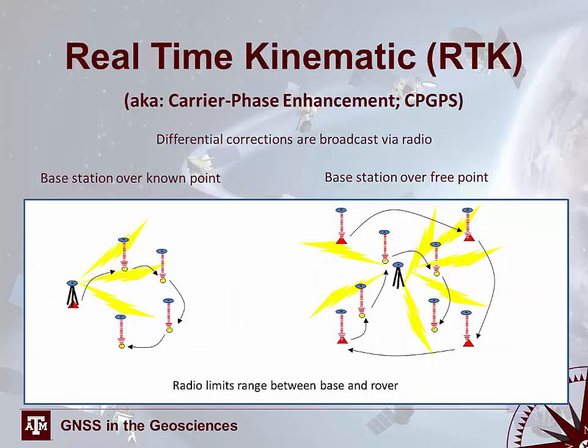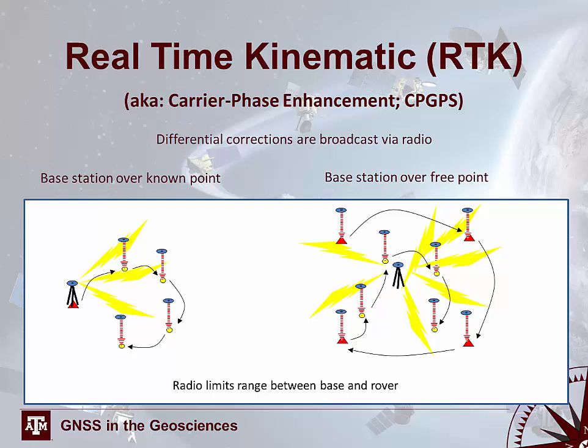So real-time kinematic is a term that you'll come across quite frequently, otherwise known as just RTK. Another name for this is carrier phase enhancement, or CPGPS. That's not going to be as common as you might find the term RTK. And what this is, is that those differential corrections from the base station are transmitted or broadcast via radio waves to the roving receiver, and they're applied in real time, hence real-time kinematic.